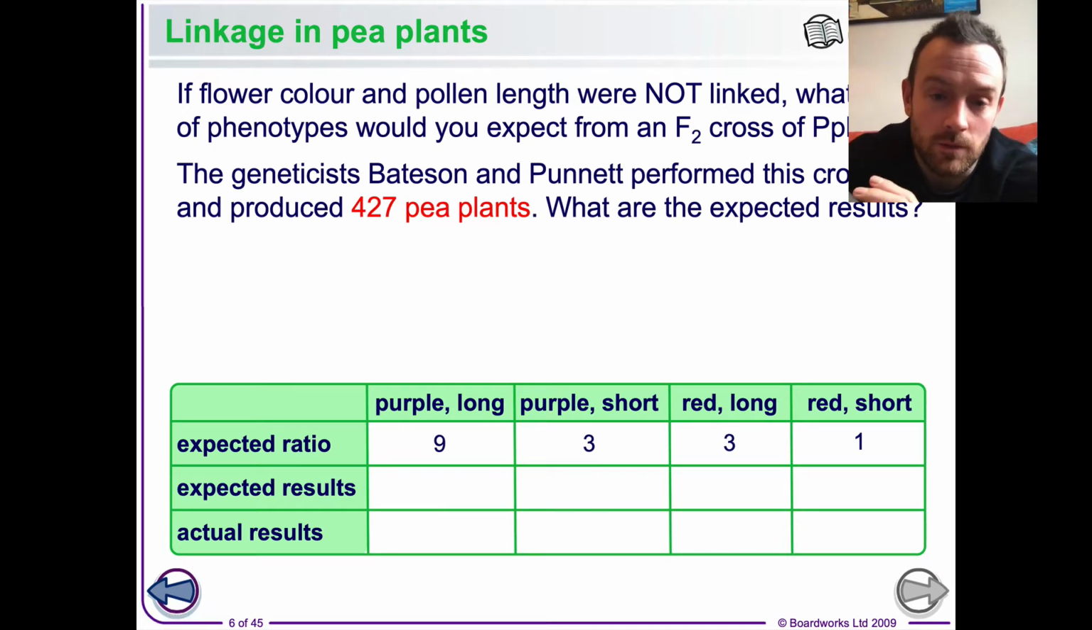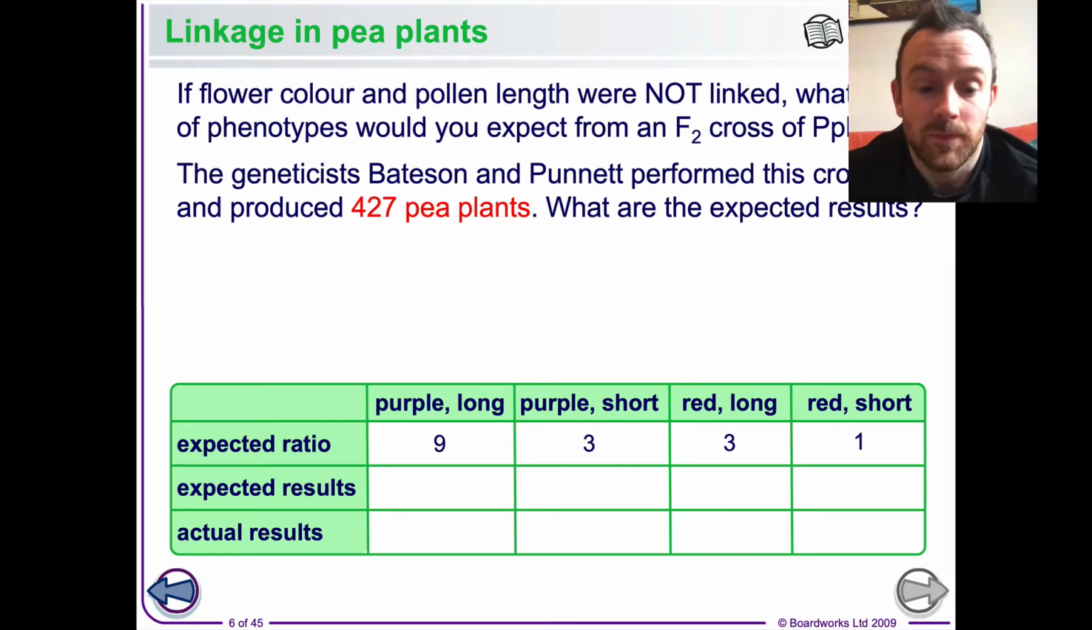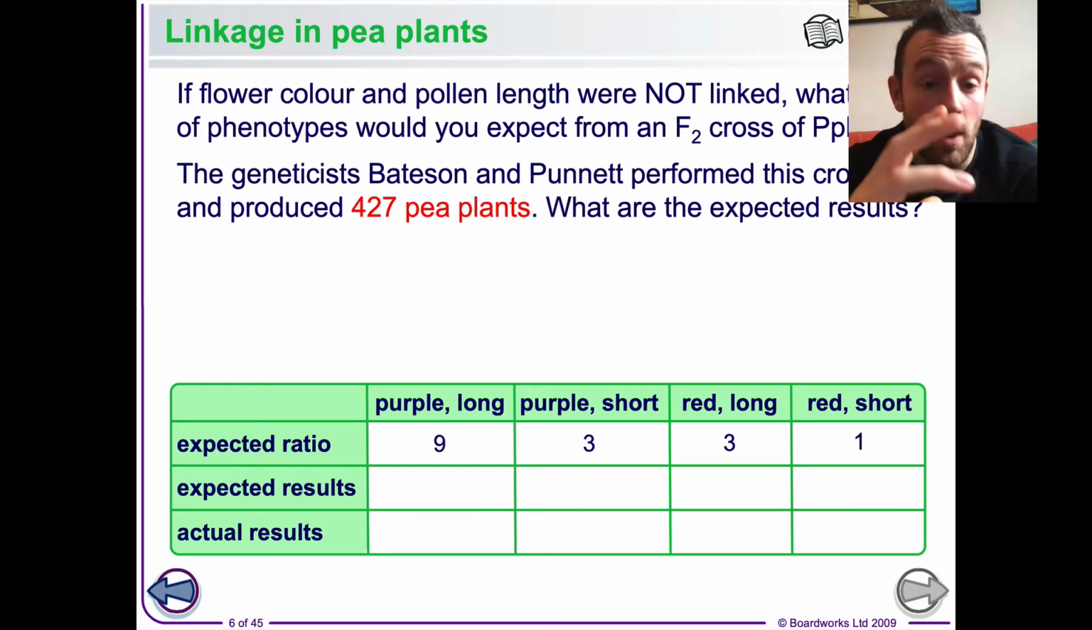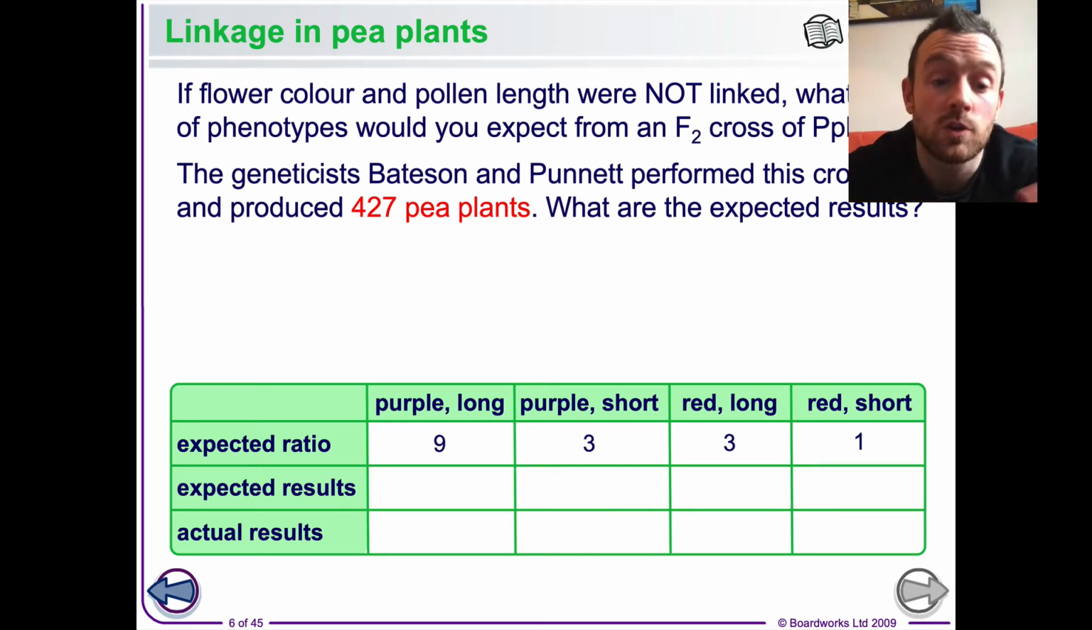So this is linkage. Now, after Mendel, two geneticists called Bateson and Punnett performed a cross looking at the pollen length and also the colour of the flower of some pea plants. So they bred 427 pea plants. This is the F1 generation. So they had some F1 generation of purple flowers with long pollen. And then they bred lots of these F1 plants together. And they did it 427 times.